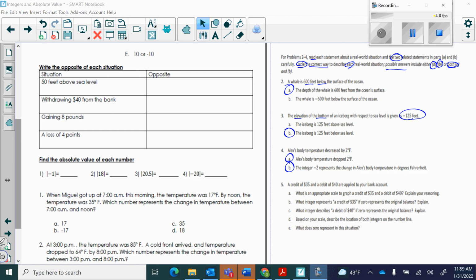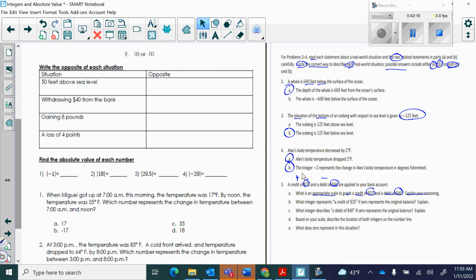Okay, we're on number 5 now. So on number 5, we have a credit of $35 and a debit of $40 applied to your bank account. So again, credit of $35, is that good or bad? Good, it means they're putting money back in. Debit of $40, is that good or bad? Bad, okay? Now, what is an appropriate scale to graph a credit of 35 and a debit of 40? Explain your reasoning.